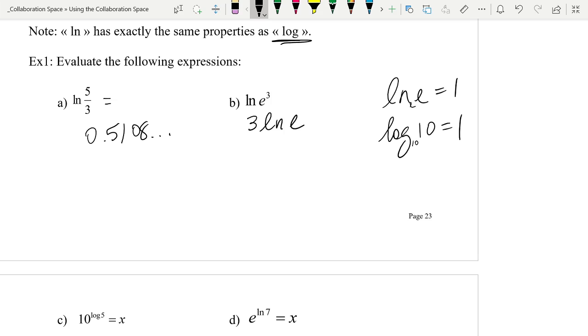So remember why this is 1, right? Because this equation is basically saying the same thing as saying 10 to the power of 1 is 10. This equation is saying e to the 1 is e. So this is like saying 3 times 1, which is 3. Any questions on that? That's me using my log laws with my new natural log.